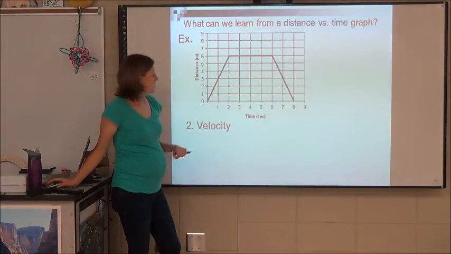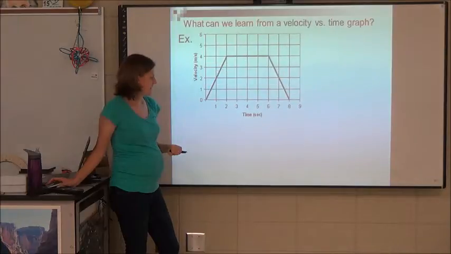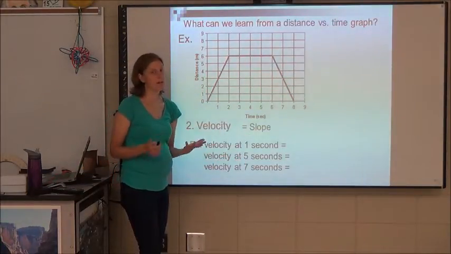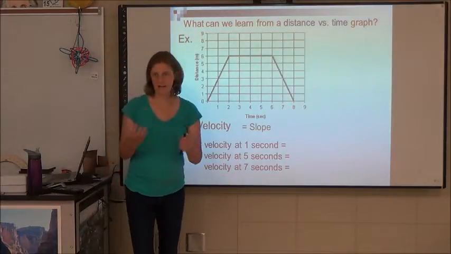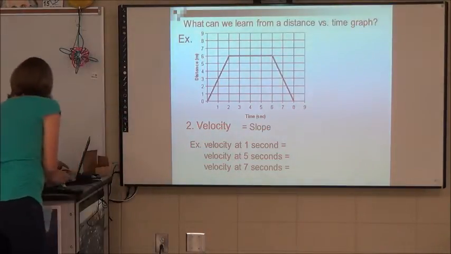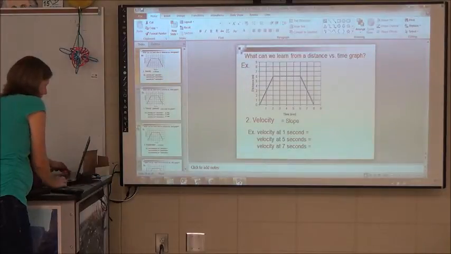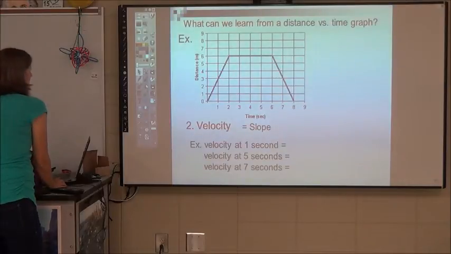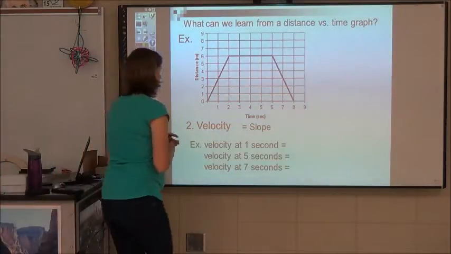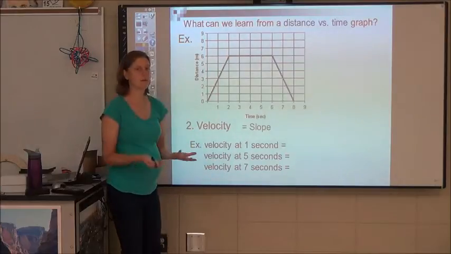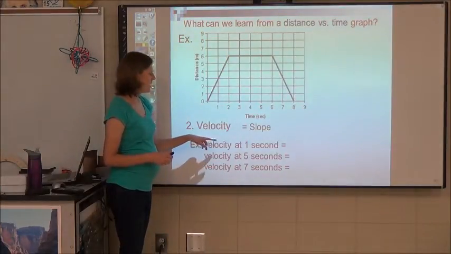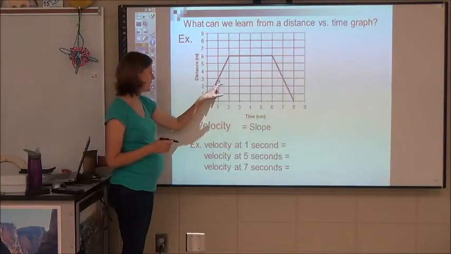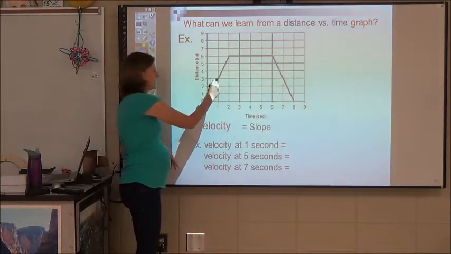All right, but what if I change this to velocity? How do I get velocity at these spots? Well, it's slope. So you guys just have to remember from your math class how to get slope. And to get slope, you just pick 2 points on the line. But not just any point. So this says velocity at 1 second, and I would just go ahead and use 1 second.